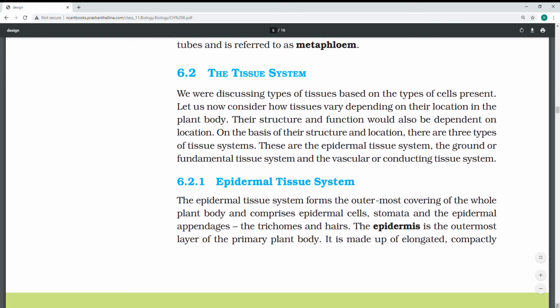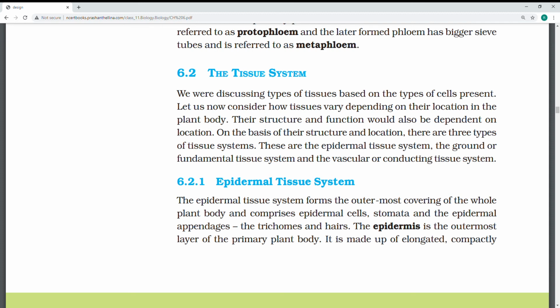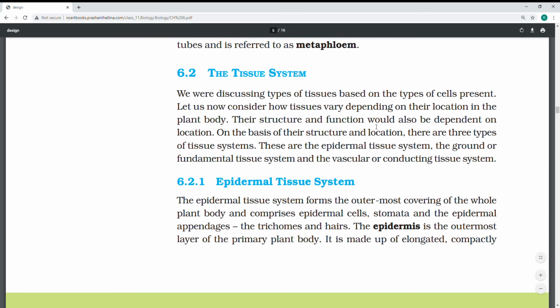Now the epidermal tissue system. It is the outermost covering of the plant body, which ensures protection. All these tissues together form the epidermal tissue system, which includes the epidermis, stomata containing guard cells, and epidermal appendages such as trichomes. You will understand this in the anatomy of flowering plants. There you will understand what the epidermis is.